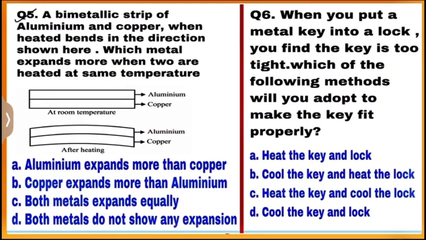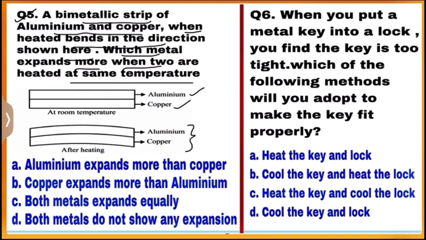Question 5. A bimetallic strip of aluminium and copper, when heated, bends in the direction shown here. You can see here, these are the two strips, aluminium and copper, and it is bending like this as shown here after heating. Which metal expands more when two are heated at same temperature?